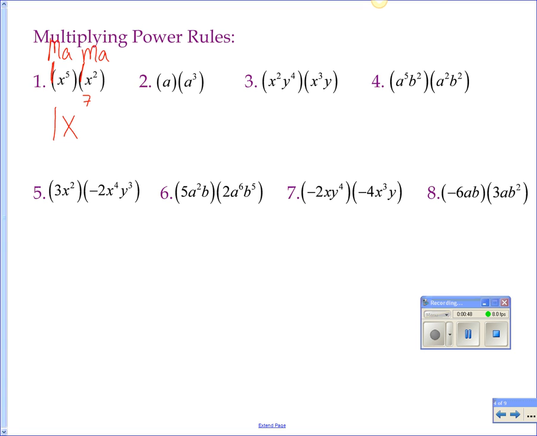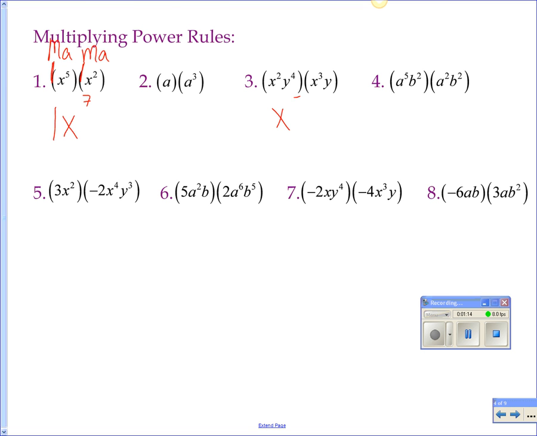Let's jump over here to number 3. Do I do the x's and y's together or separately? I do them separately, okay? Remember, I don't like to eat my peas and corn all mixed together. I want to eat them separately, okay? Let's do them separately. So x to the 2nd and x to the 3rd, what do you do with the little numbers? You add the little numbers. So it's going to be x to the what?